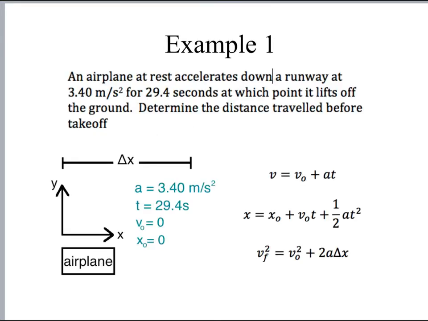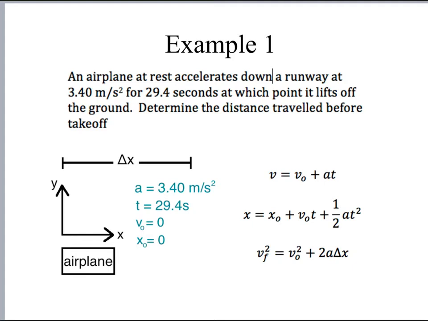Okay, in this video we're going to look at a few more examples of applying the kinematics equations for constant acceleration. In this example we have an airplane which is initially at rest and it accelerates down a runway at a rate of 3.40 meters per second squared for 29.4 seconds, at which point it lifts off the ground. The question is, determine the distance traveled before takeoff.